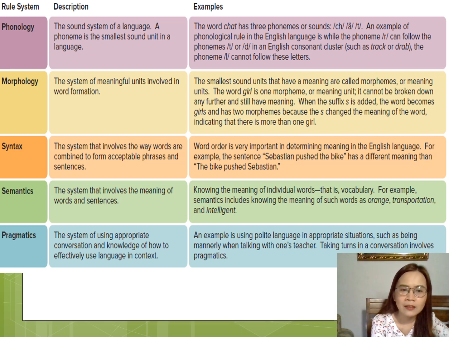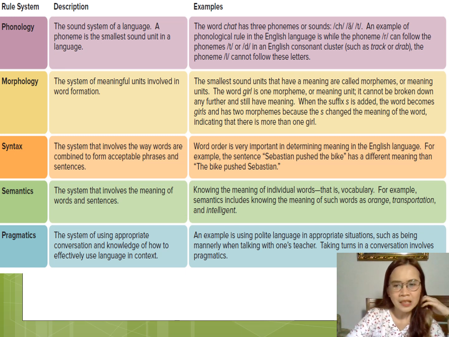Ayan. And we have pragmatics, the system of using appropriate conversation and knowledge of how to effectively use language in context. So, paano na ngayon siya gagamitin sa isang sitwasyon? So, hindi laging, kumbaga, yung appropriateness, no, nung language ay appropriate ba? Nararapat bang gamitin? Halimbawa, pag kausap mo yung matanda, kausap mo yung bata, di ba? Minsan, ito talaga nawawala na, no, yung pragmatics.